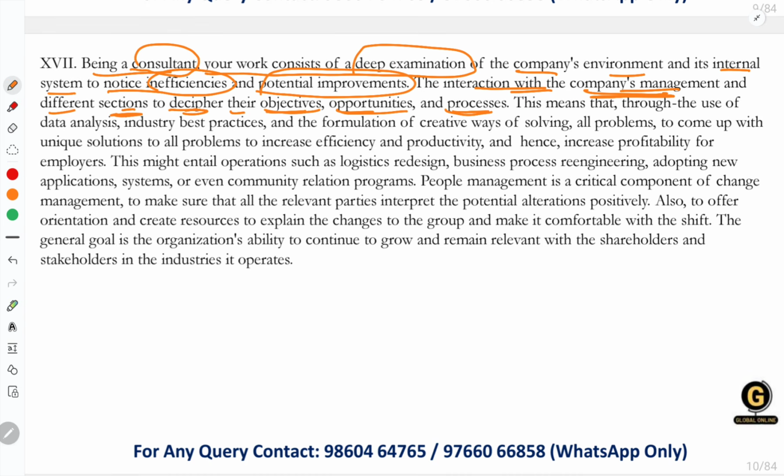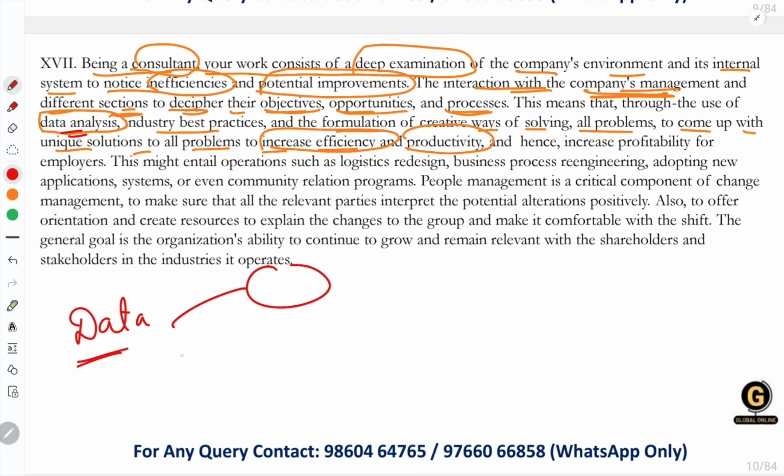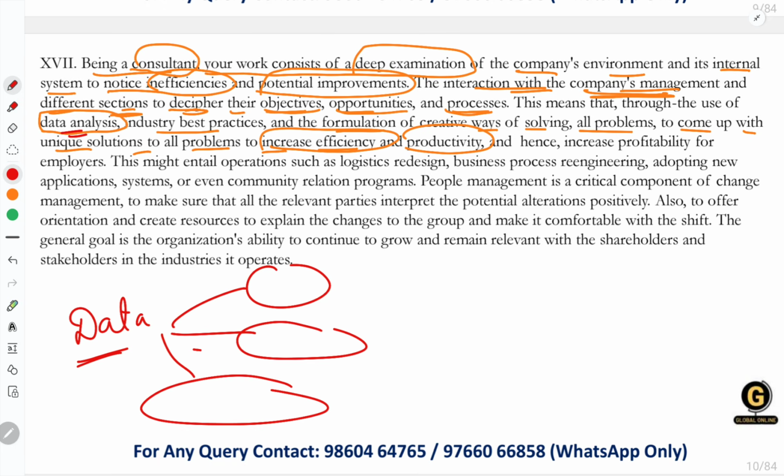Now this means that by using data analysis, industry best practices, and formation of creative ways of solving problems, you come up with a unique solution to all the problems to increase the efficiency and productivity. These words are very much important. What does this mean, guys? This means that you have to use data. Using data, you can analyze different situations. What exactly are the problems going on in the company? What are the loopholes we can work on? How can we improve the efficiency? How can we increase the productivity of the people in the company? This is what is mentioned.